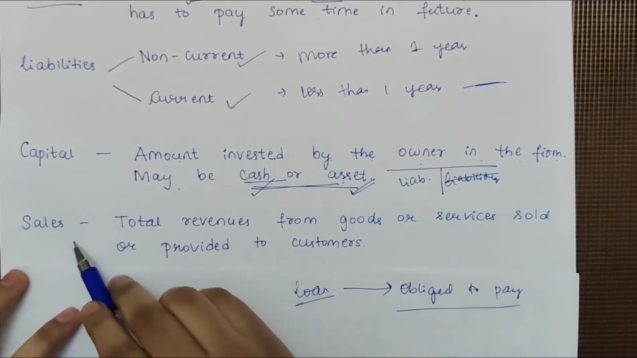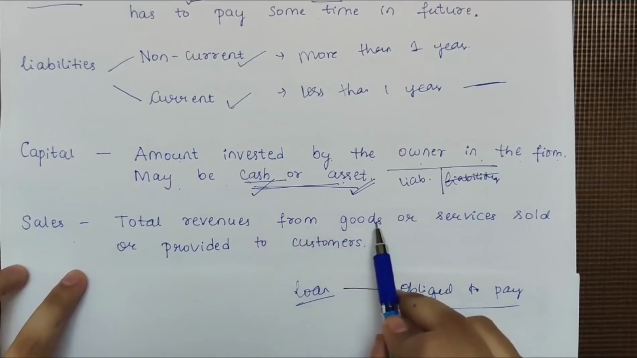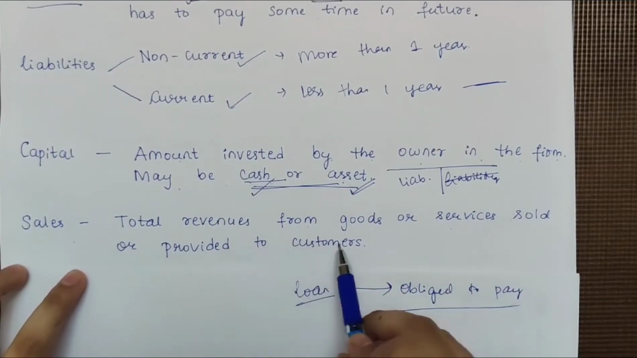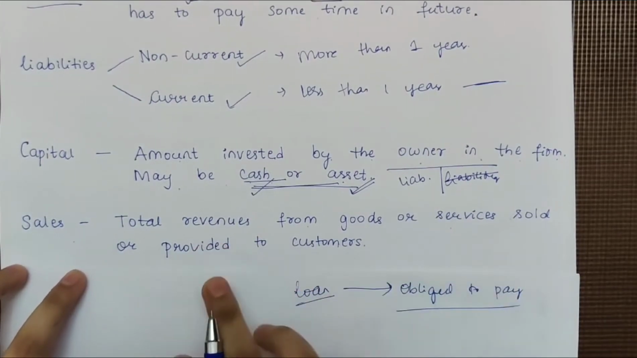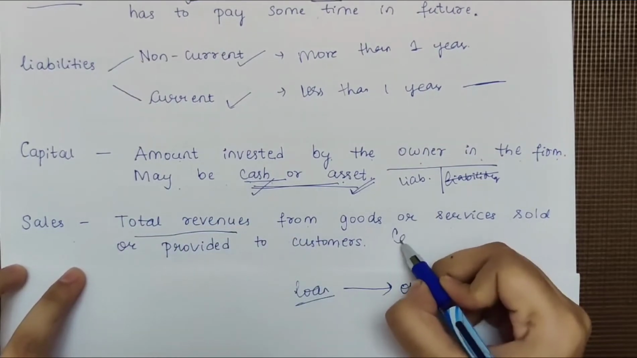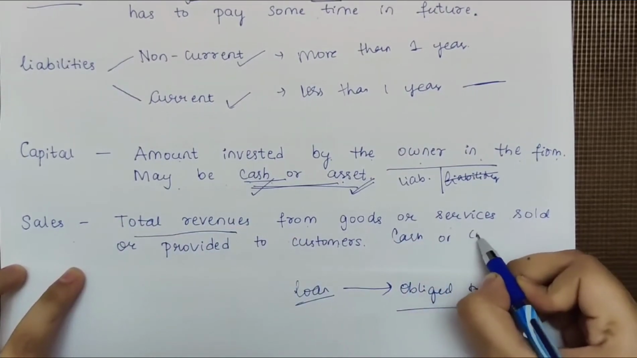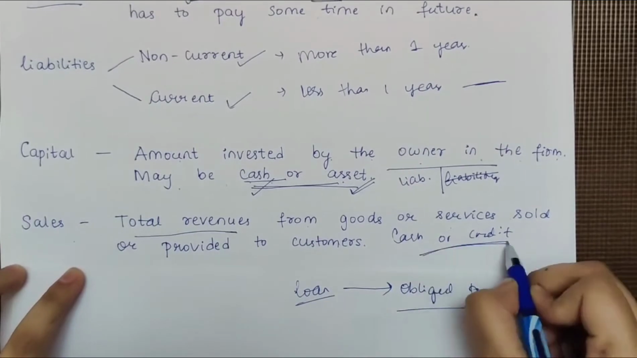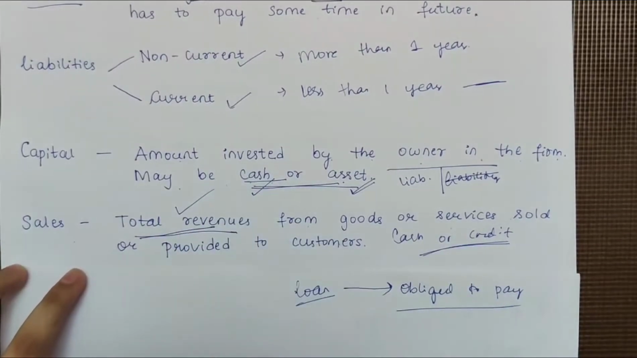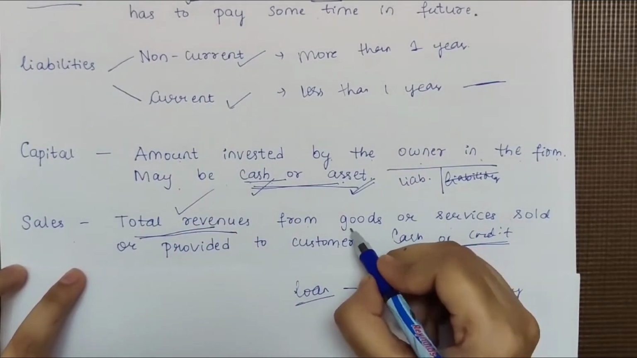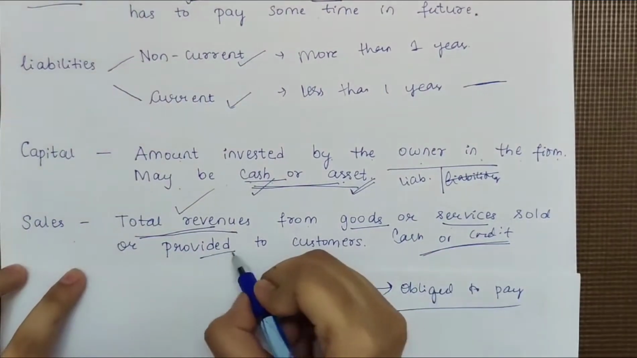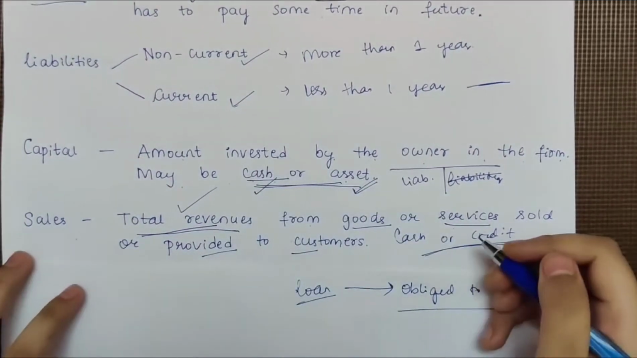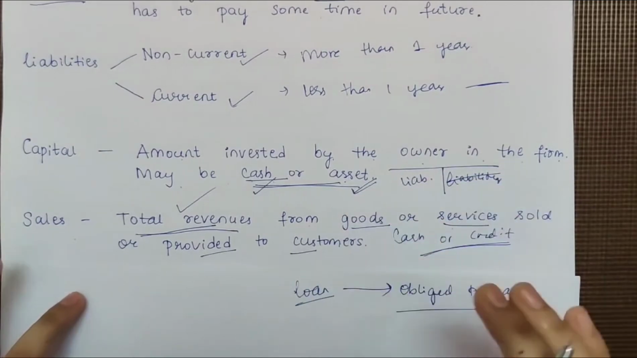So the next is sales. Sales are the total revenues from goods or services sold or provided to customers. Total revenue means it may be in cash or credit. So both will account to total revenues. The customer gets goods and services from the entity. That is called sales.